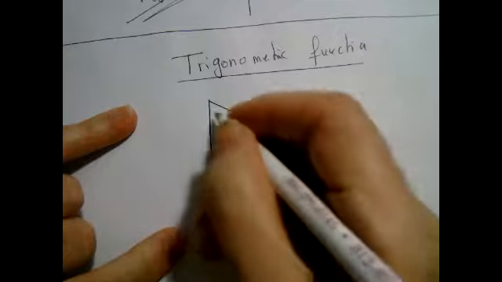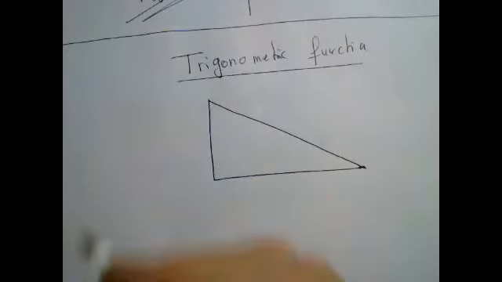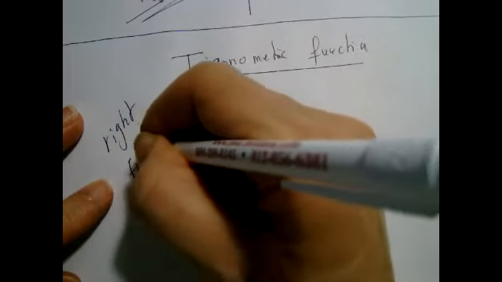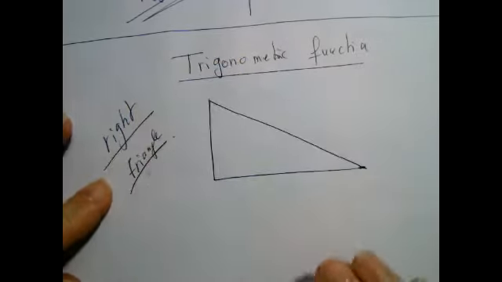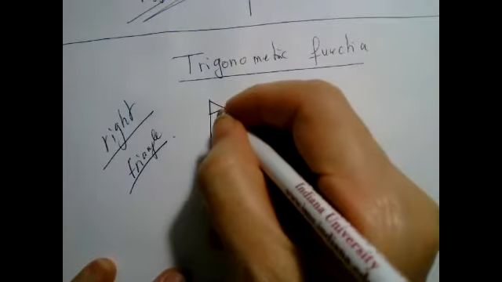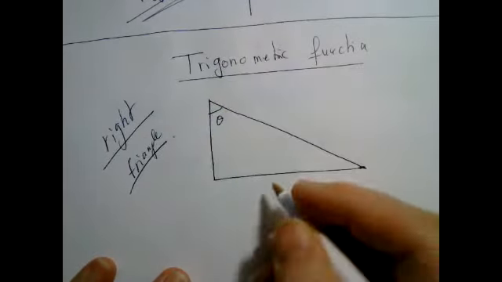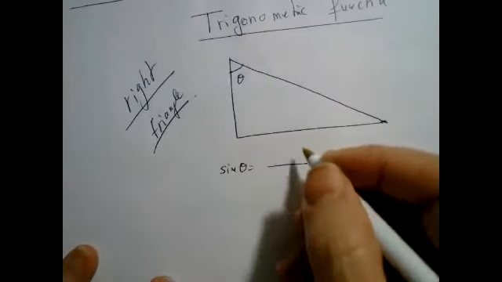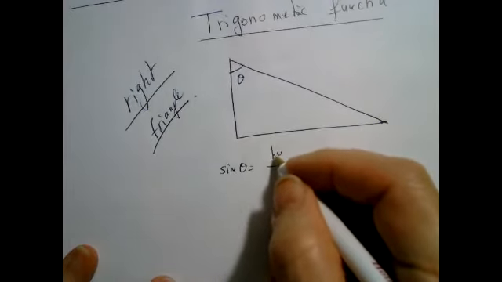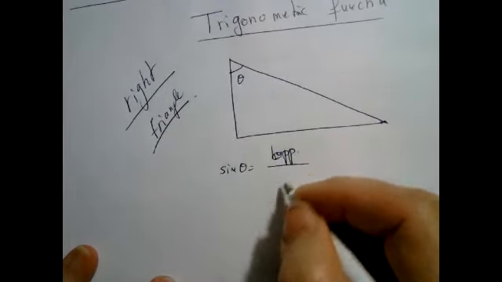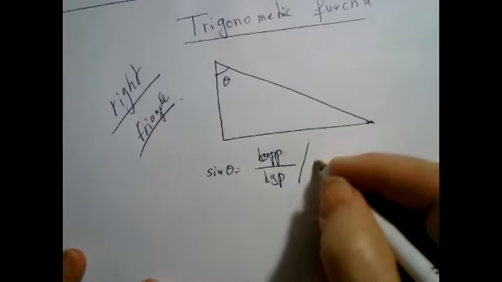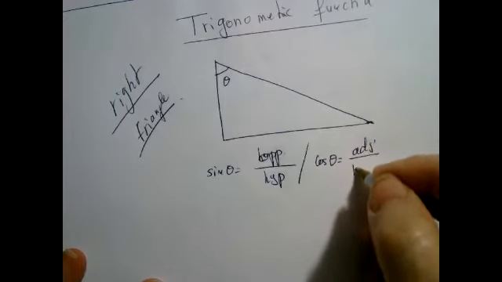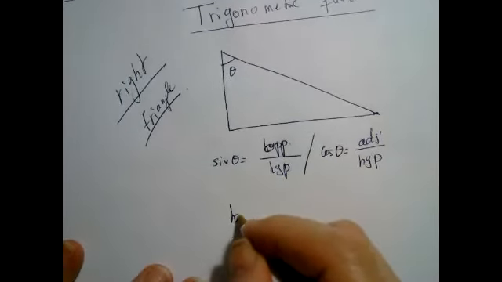In the right triangle is what you've seen all the time in high school. Only what I'm saying here is in the right triangle. So in the right triangle, the definition of the trigonometric functions is: the sine is opposite over hypotenuse. The cosine is adjacent over hypotenuse. That's in the right triangle.